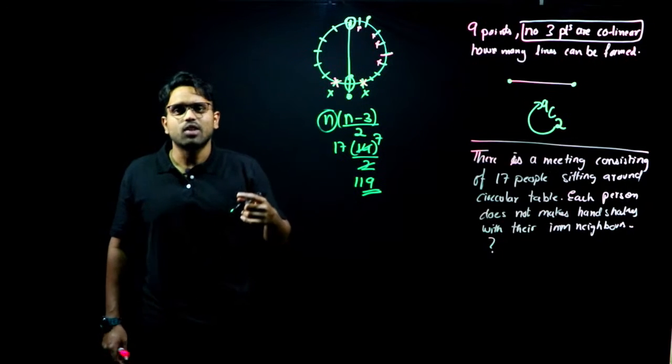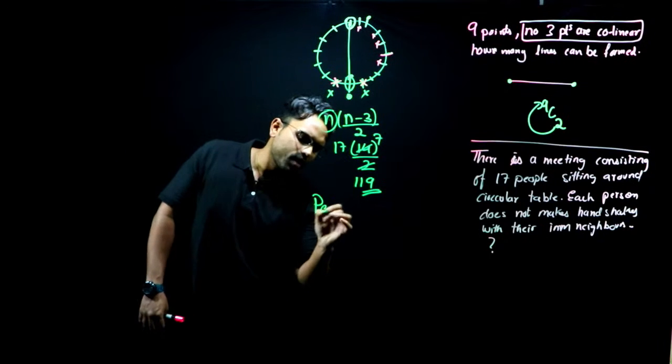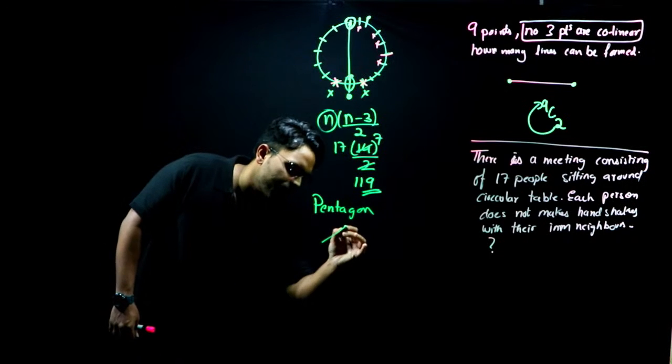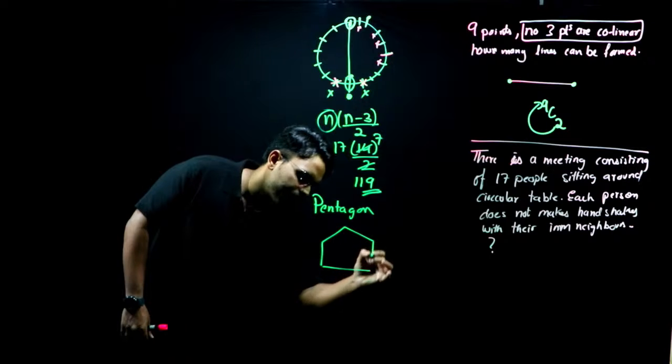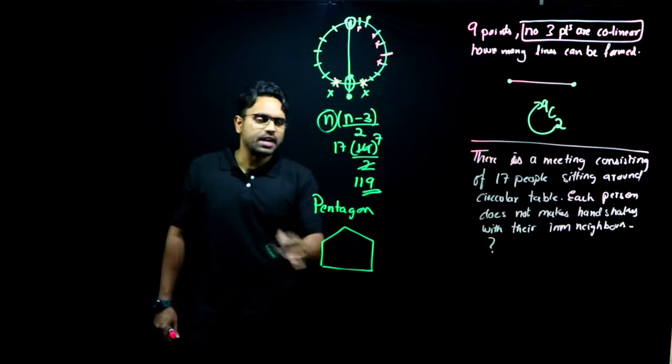A pentagon has how many diagonals? What is a pentagon? A pentagon has how many sides? 5 sides. 1, 2, 3, 4, and 5 sides. A pentagon has how many diagonals? Do you have to write it and solve it?